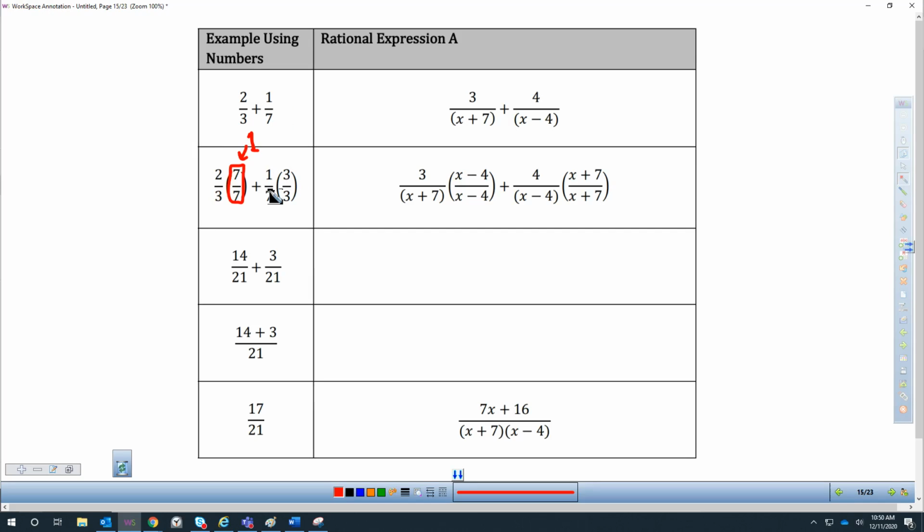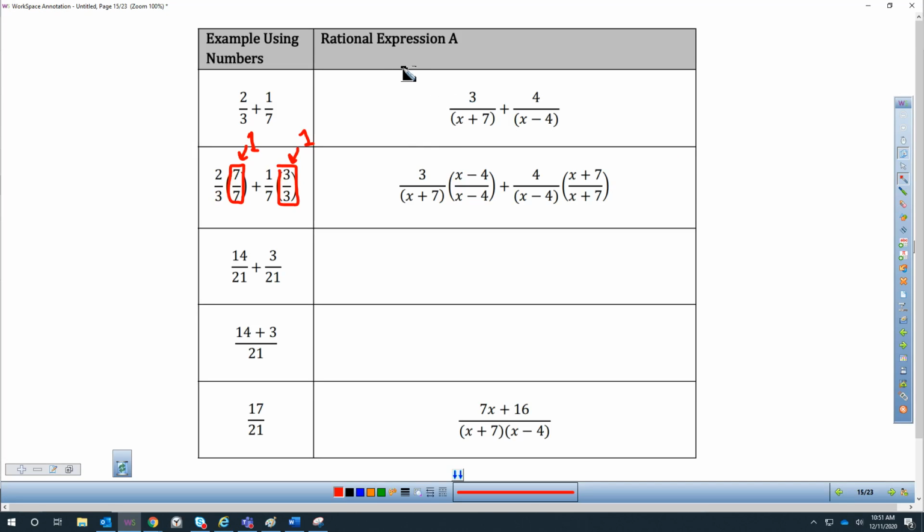We're multiplying top and bottom by 3, which again is just a fancy way of writing times 1. And multiplying by 1 is not going to change this, but it is going to get it so the denominators are both 21. 14/21 plus 3/21. So you got 14 out of 21 pieces. You got 3 out of 21 pieces. You add those together, you got 17 out of 21 pieces.